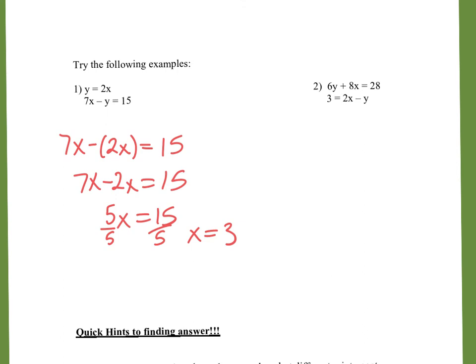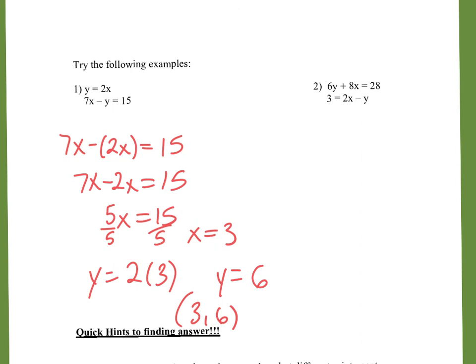Now I've got to plug those back in. Which one should I plug it into? Yep, that's the easiest one. So y equals 2 times 3. What's y equal? Not 2 plus 3. 2 times 3 is 6. So this is just the coordinate point (3, 6). Raise your hand if you got that one. Almost. Okay, good. If you didn't, make sure you have it written down.